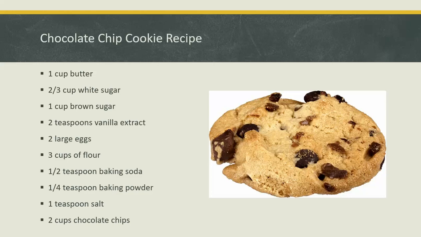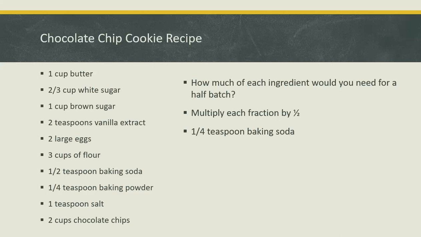Now let's look at how we'll find half of the fractions. If we have fractions, it makes sense to multiply them by the fraction 1/2. So for example, we needed 1/4 teaspoon baking soda. Let's find half of 1/4. We're going to multiply 1/4 times 1/2.